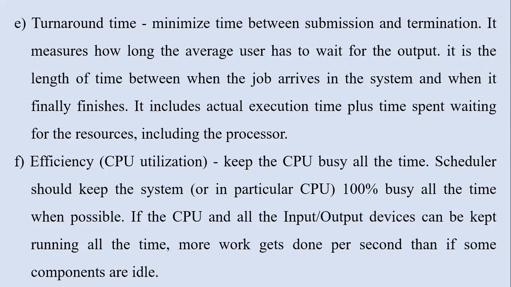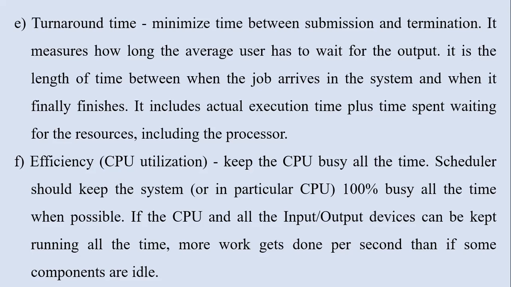Number 5 is turnaround time. It's always important to minimize the time between the submission of a process and its termination. It measures how long the average user has to wait for the output. It is the length of time between when the job arrives in the system and when it finally finishes. It includes actual execution time plus time spent waiting for the resources, including the processor.